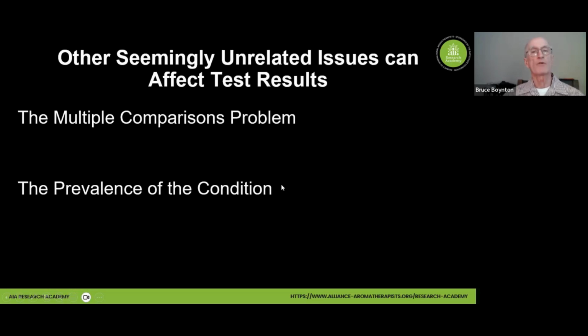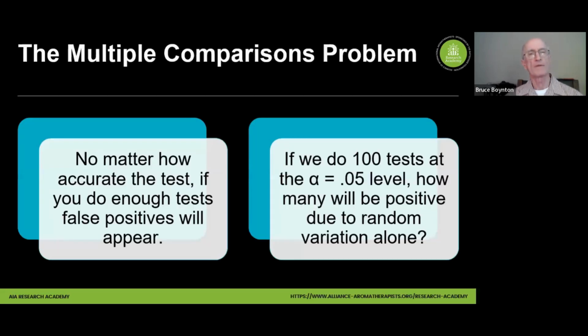Okay, there's some other factors that can affect your test results, but we don't think about them as much. And they're the multiple comparisons problem and the prevalence of the condition. All right, the multiple comparisons problem. No matter how accurate your test, if you do enough of them, you're going to get false positives.